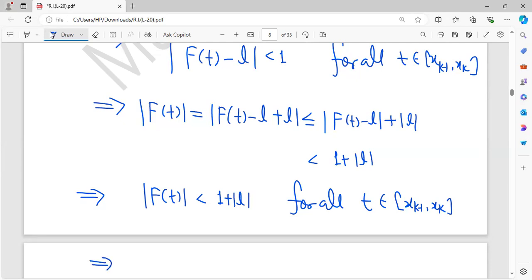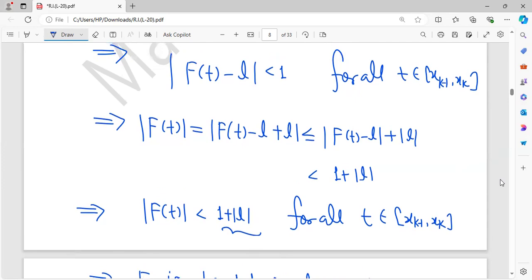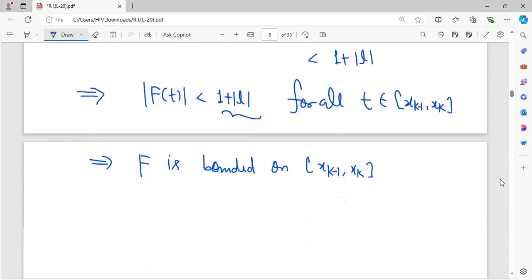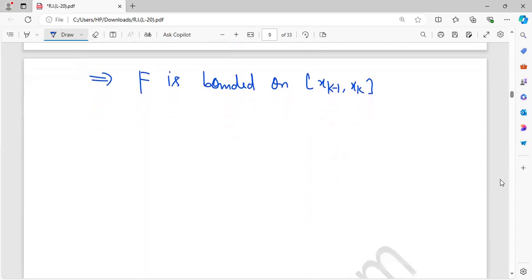So this implies F is bounded on [xk-1, xk], because this is fixed. Which is a contradiction, because we have already shown by assumption that f is not bounded on closed interval. So which is a contradiction.